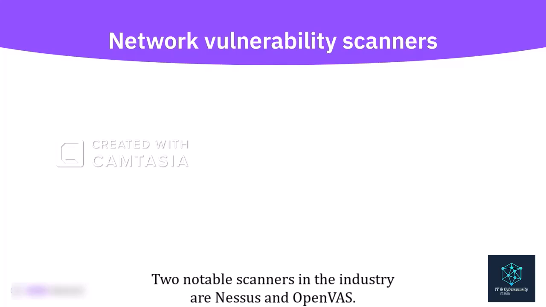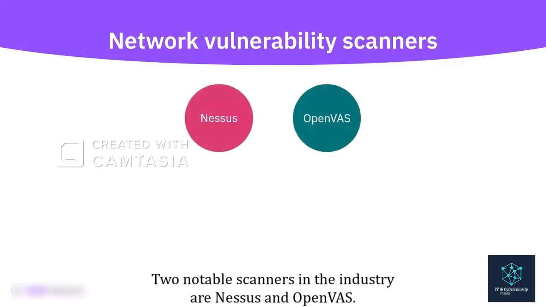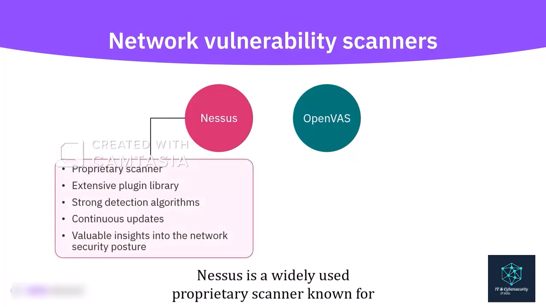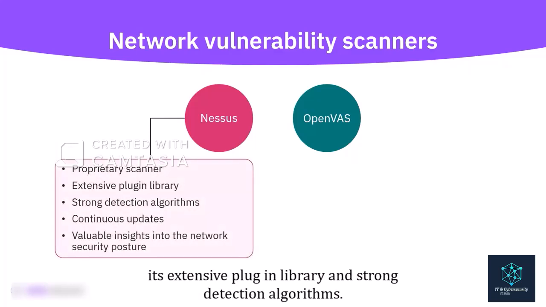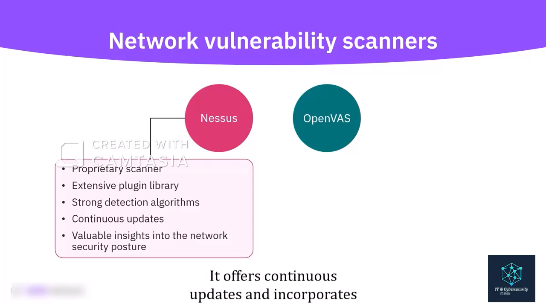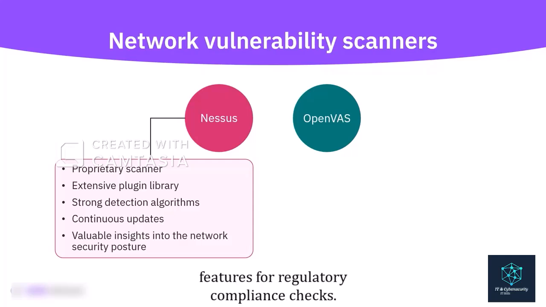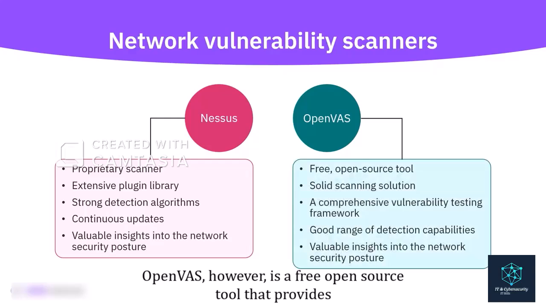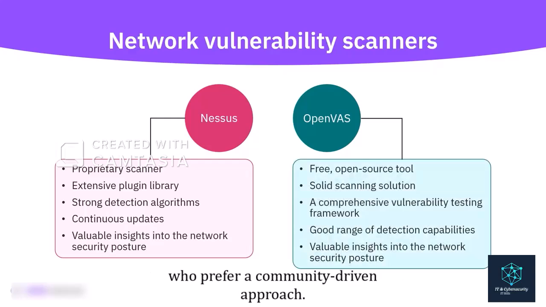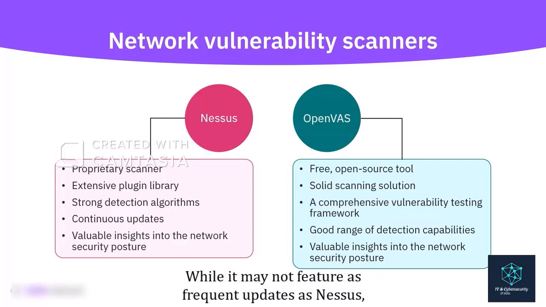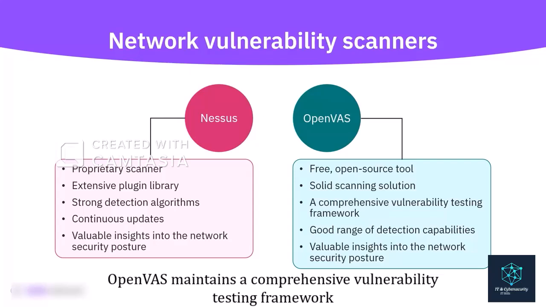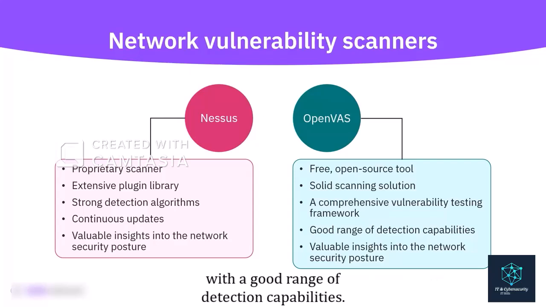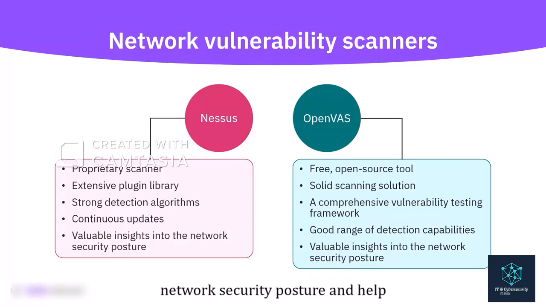Two notable scanners in the industry are Nessus and OpenVAS. Nessus is a widely used proprietary scanner known for its extensive plugin library and strong detection algorithms. It offers continuous updates and incorporates the latest vulnerabilities and features for regulatory compliance checks. OpenVAS, however, is a free open-source tool that provides a solid scanning solution for those who prefer a community-driven approach. While it may not feature as frequent updates as Nessus, OpenVAS maintains a comprehensive vulnerability testing framework with a good range of detection capabilities. Both scanners contribute valuable insights into network security posture and help organizations identify and resolve vulnerabilities effectively.